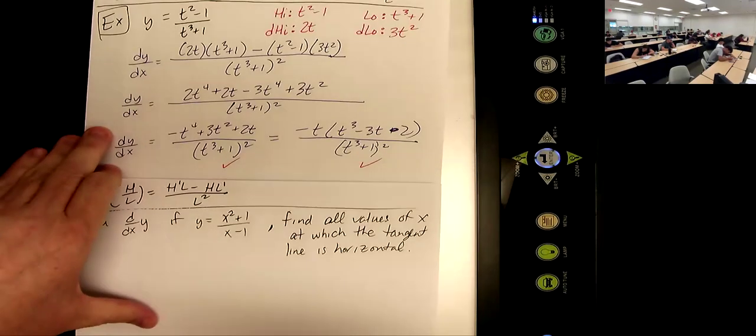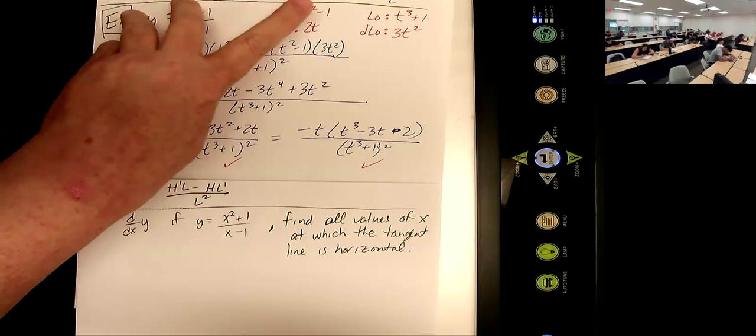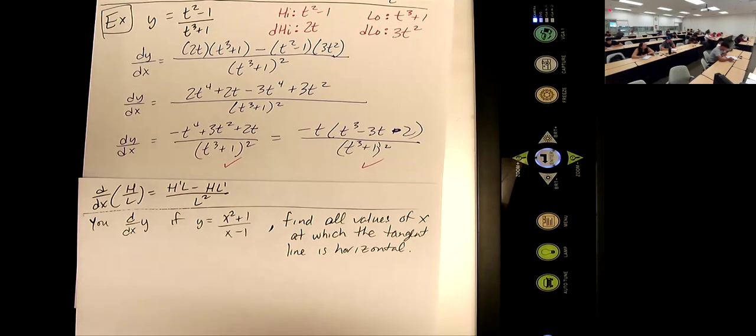You'll notice up here, I wrote out what high and the derivative of high was, and low and the derivative of low was. You don't have to do that, but it sure makes it helpful when you're learning it. And it makes it easier to check your work afterwards, right?